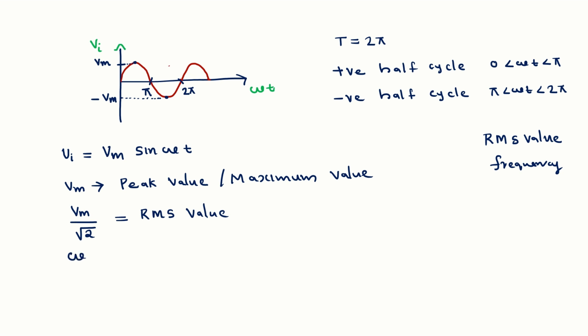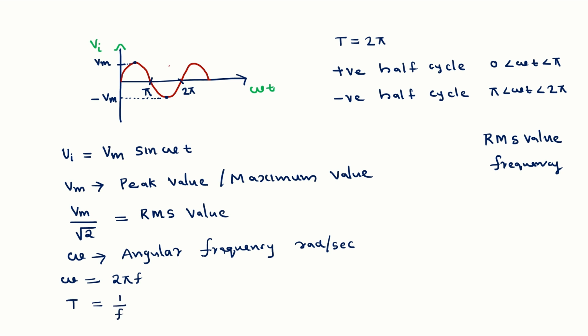The next parameter is omega. Omega is known as angular frequency, and the unit of angular frequency is radian per second. Omega is equal to 2 pi f, and the fundamental time period T is equal to 1 by f. These are some basic expressions.